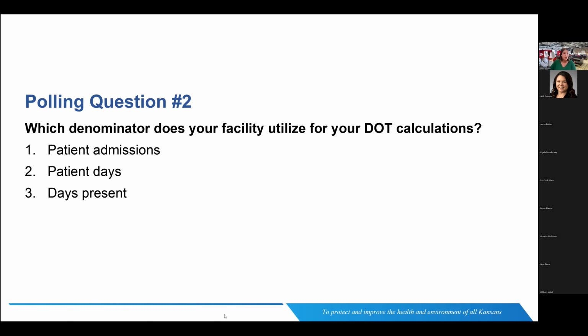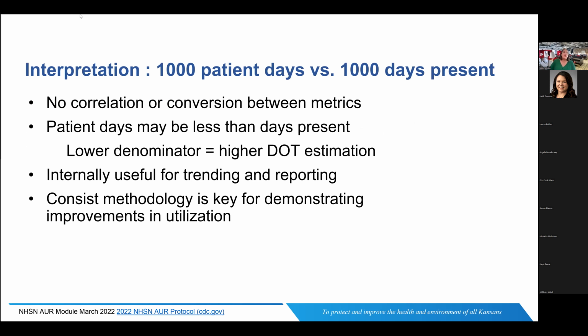Thanks, guys. So yeah, seeing majority of patient days, I do see days present. So might have some more follow-up questions for you in just a second on that. But all right. So again, just a quick reminder, patient day is not the same as days present, and patient days might actually result in a higher DOT estimation. Honestly, again, nothing wrong with that. Keep consistent your methodology and what you're doing, and I think that is the most important thing. So for those of you that are still kind of doing this data manually, use what you have access to, and that's really what's most meaningful for internal trending.